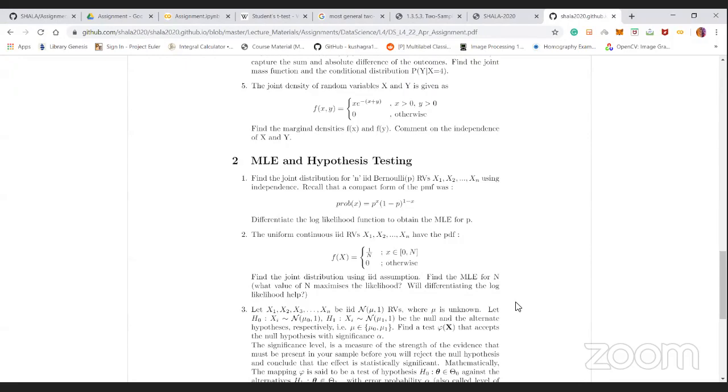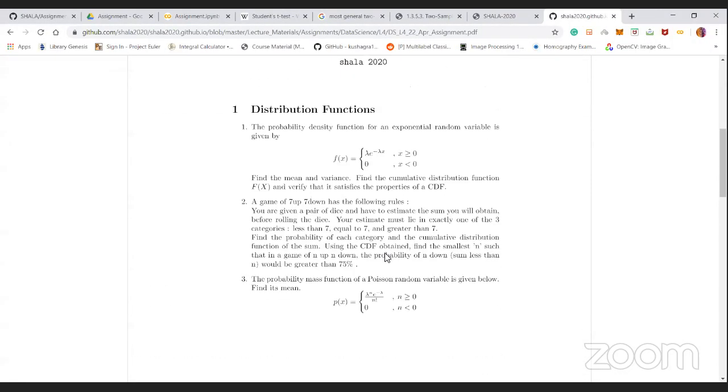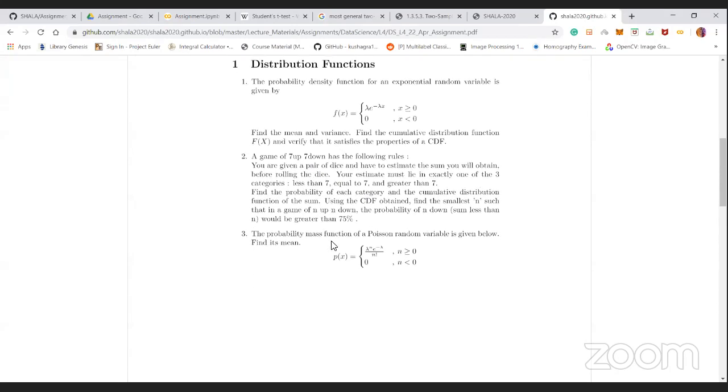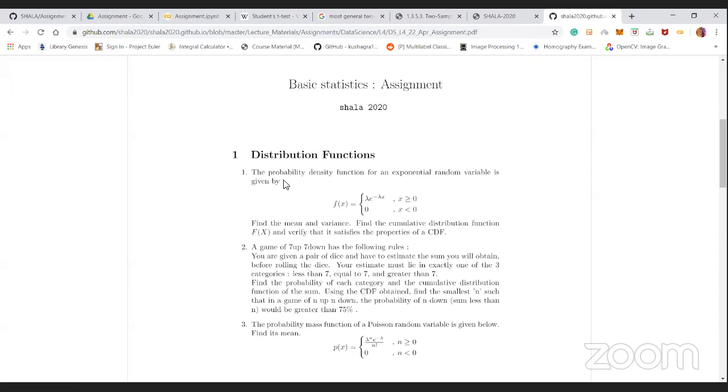Maybe read out the first question and let's go down. Yes, read out the first question and let's pause for questions, doubts, and then go. The first question: the probability density function for an exponential random variable is given by this. Find the mean and variance and find the cumulative distribution.